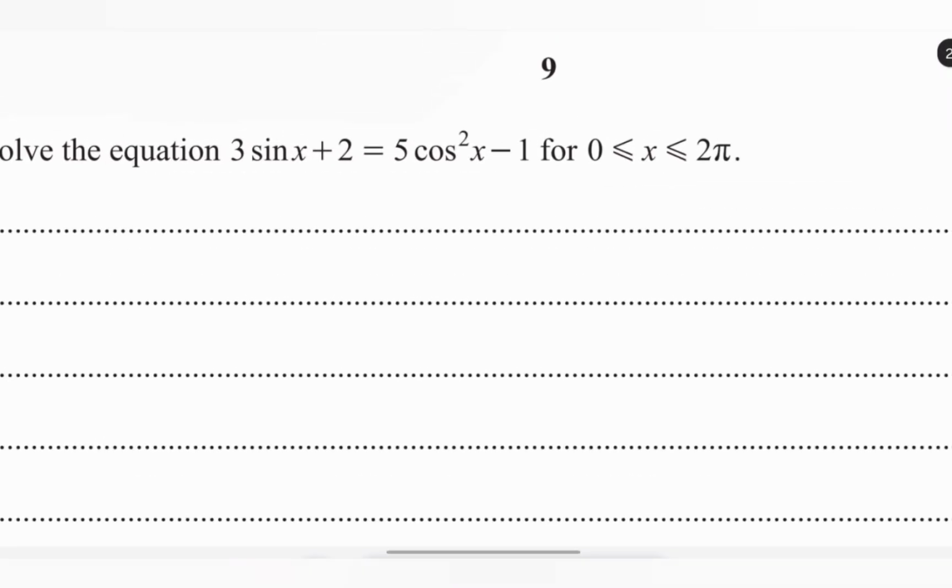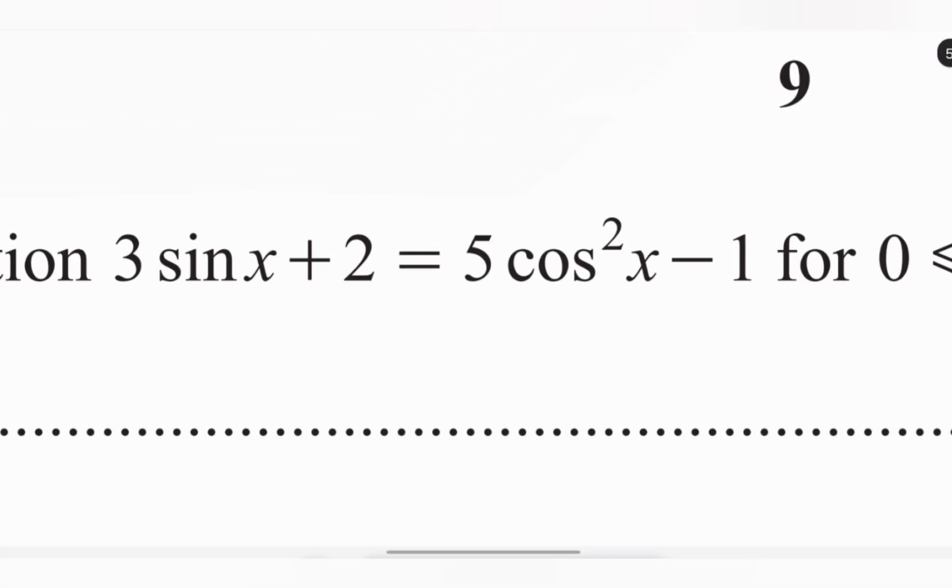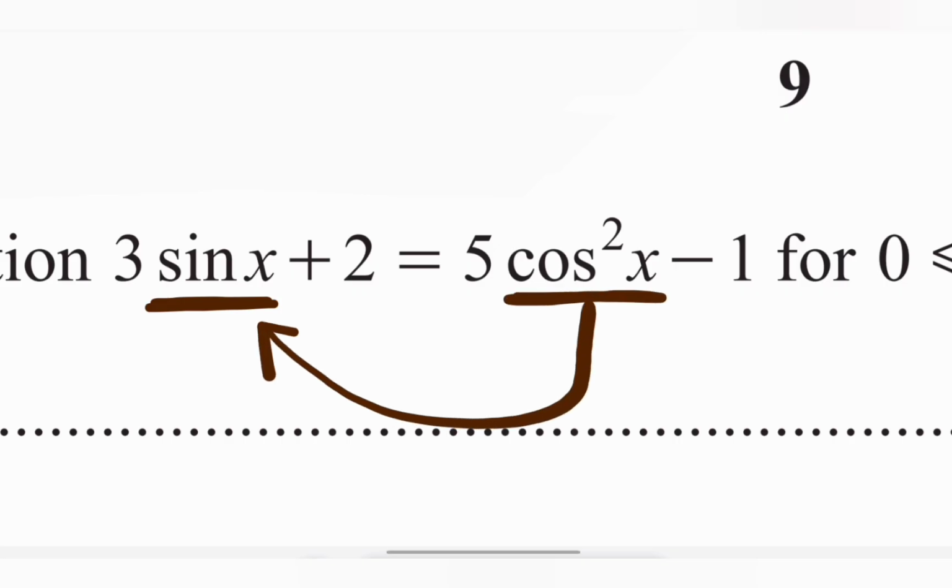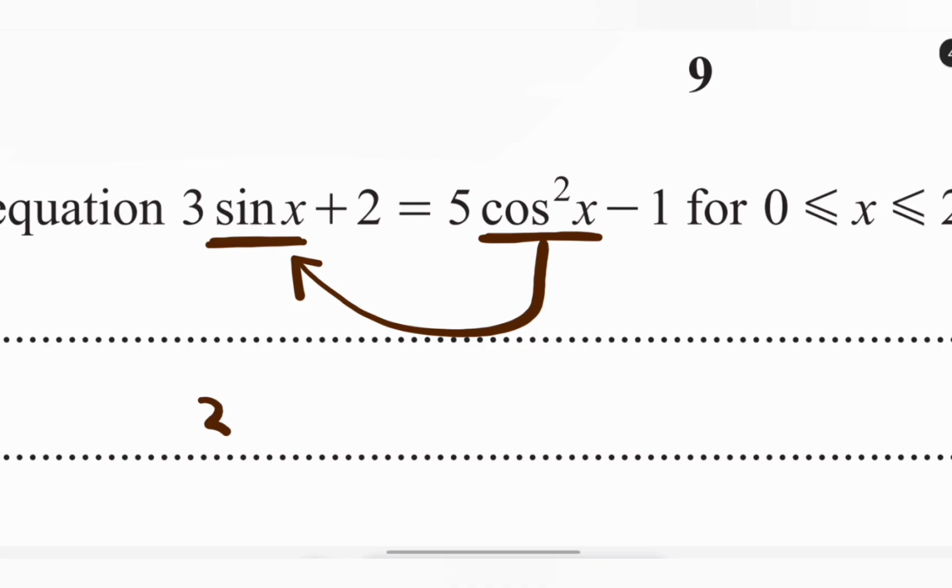And for this, if we look at this 2, there's really no easy way for us to change from sine x into anything with cos x. However, we can change this cos squared to be in terms of sine x, and that's what we're going to try and do. So this becomes 3 sine x plus 2 is equal to 5.